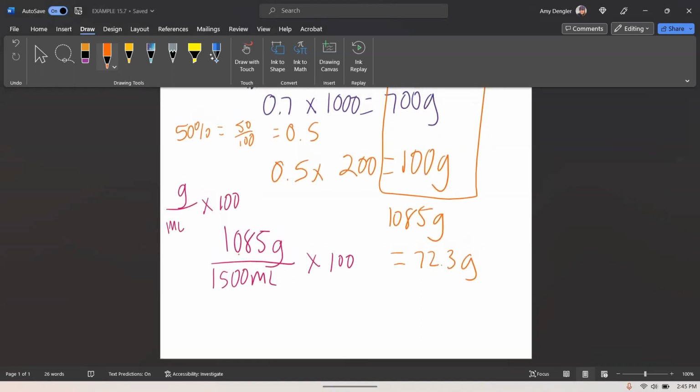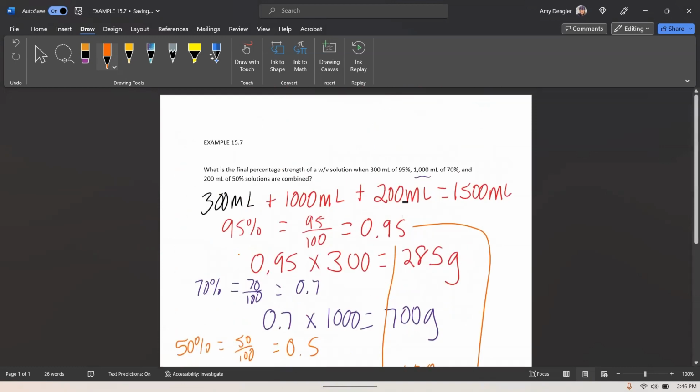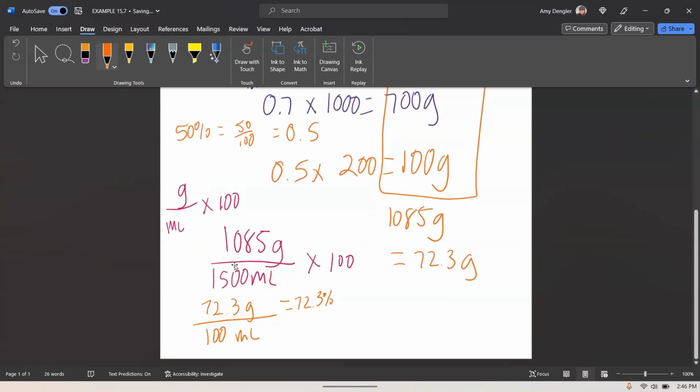So if we took that 72.3 grams and placed it over 100 ml by definition, remember this is a weight volume solution, so going back to our last chapter, it would be grams over milliliters. So that would be 72.3% for the final percentage strength. And then we could turn this into a ratio as well, like the book example shows.